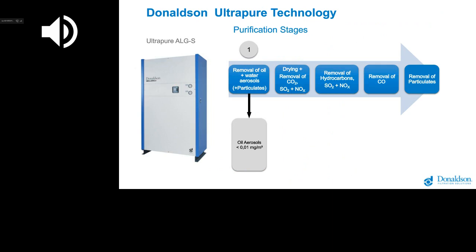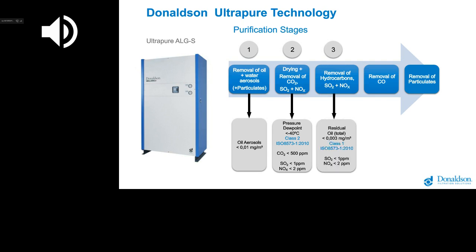That means we have here 5 purification stages, where in the first, oil and water aerosols and particulates are removed, and the oil aerosols are removed down to a level of 0.01 milligram per cubic meter. The pressure dew point, as already mentioned, is down to minus 40 degrees C. This is also in accordance with ISO 8573-1 class 2. So the CO2, SO2 and NOx are below the limit values.